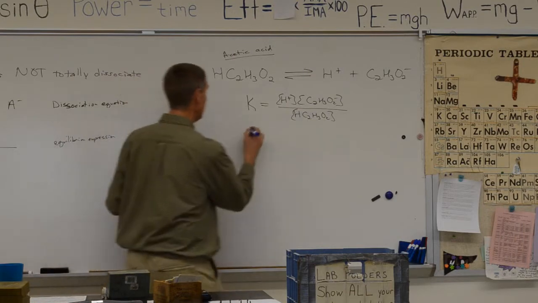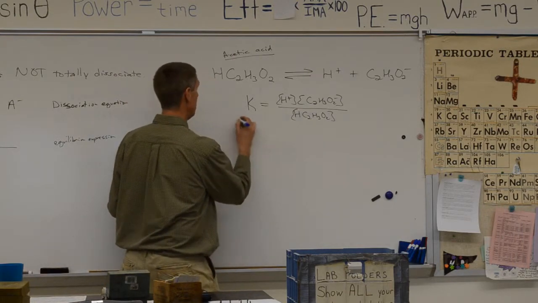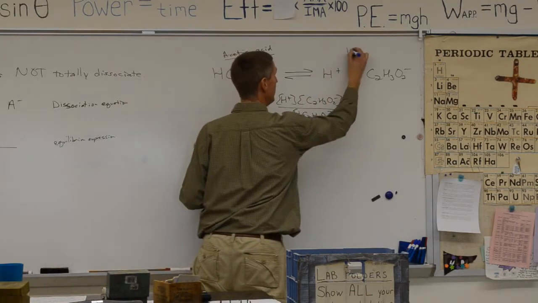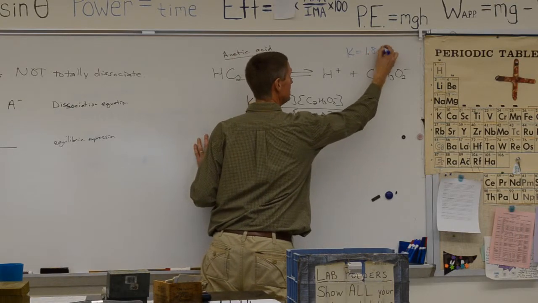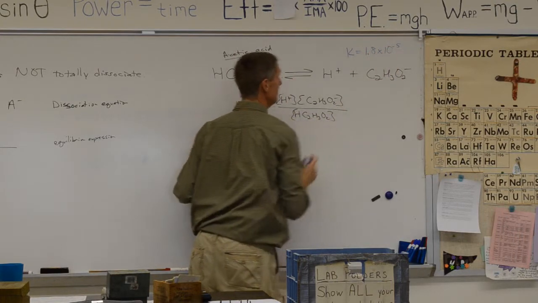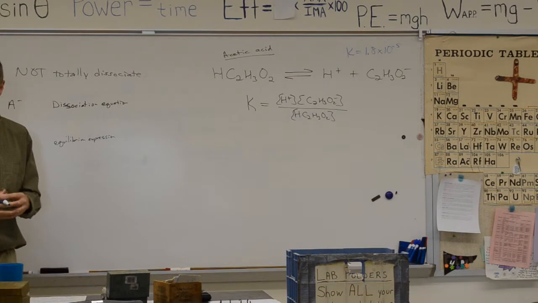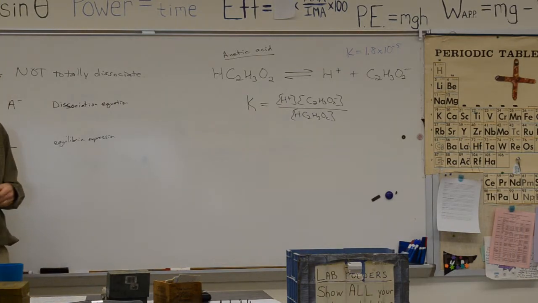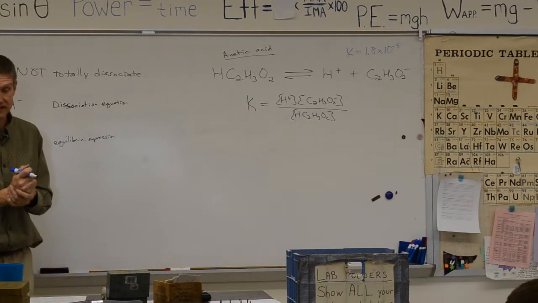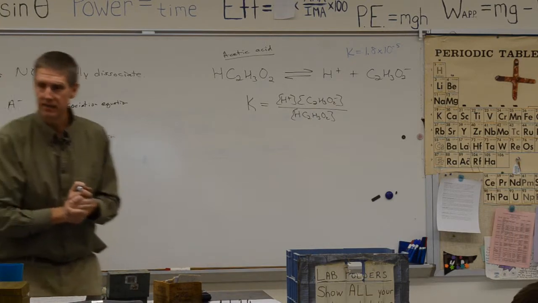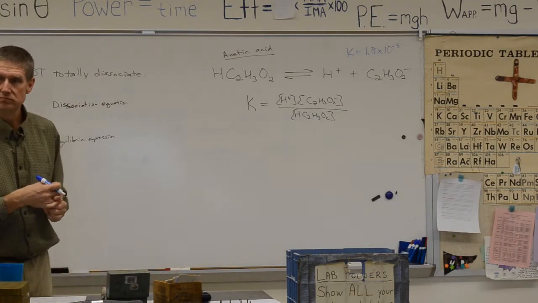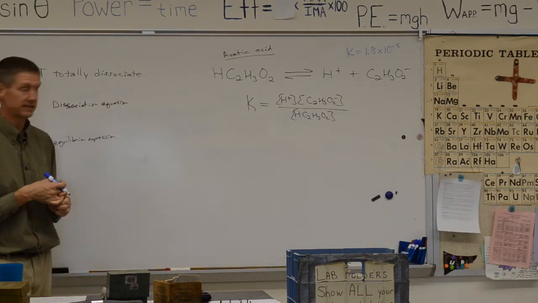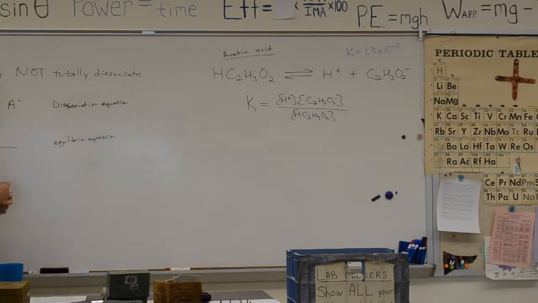This particular reaction has a K equal to 1.8 times 10 to the negative fifth. Okay? So that's for the dissociation of acetic acid. It's 1.8 times 10 to the negative fifth, and I looked that up. Is it page 1124? 1126. Okay, so it's 1126. All right?